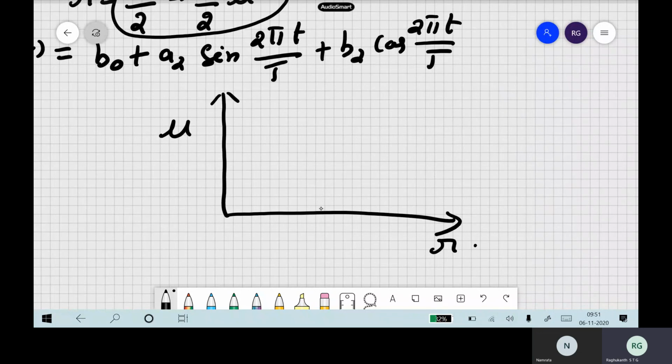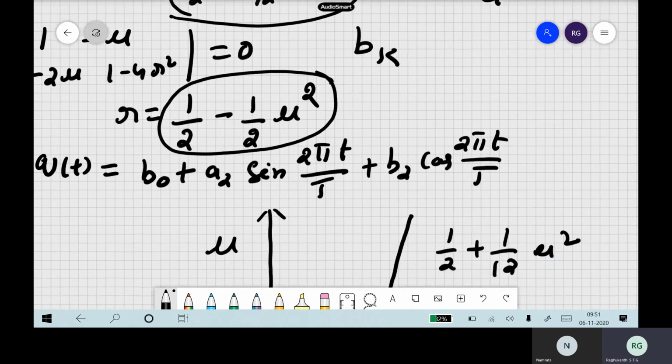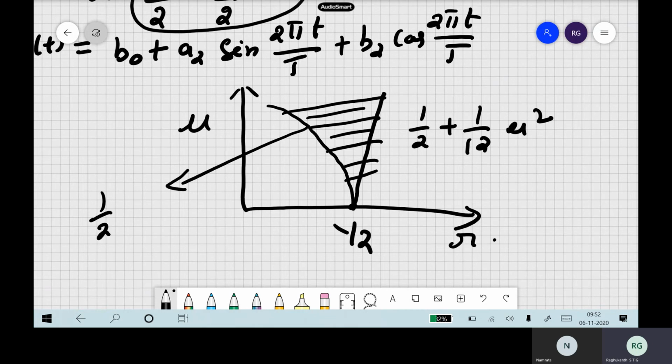So the boundaries will be, this will be at 1 by 2. So the equation is something like this. This comes as 1 by 2 plus 1 by 12. The other one looks like this. Okay, so this is our unstable region. This way we can find out all the stability boundaries. Anyway, I will stop here, and we will continue in our next class.